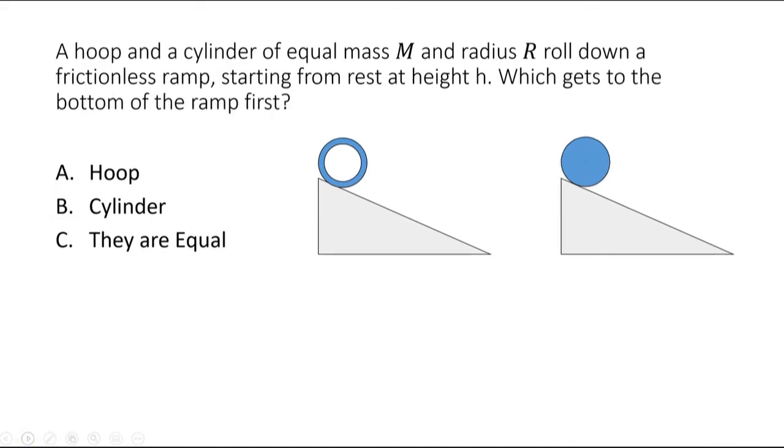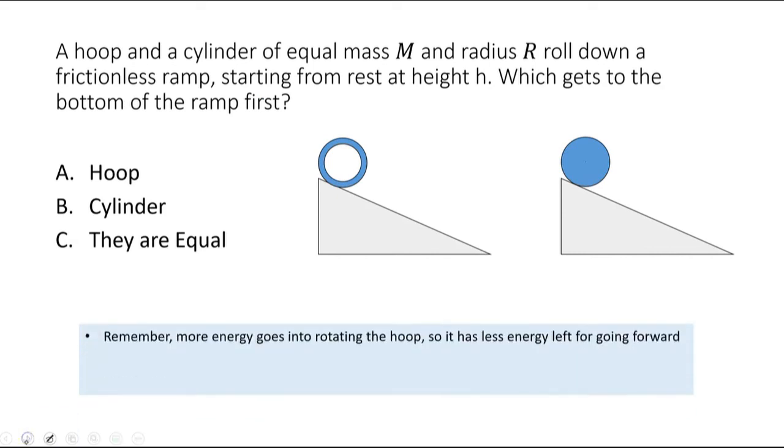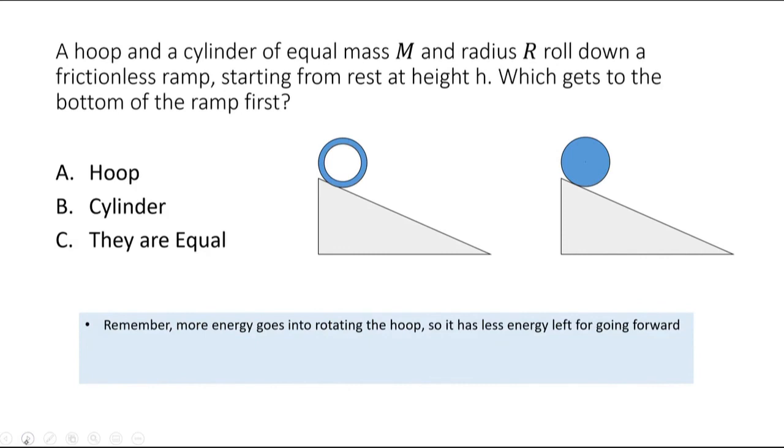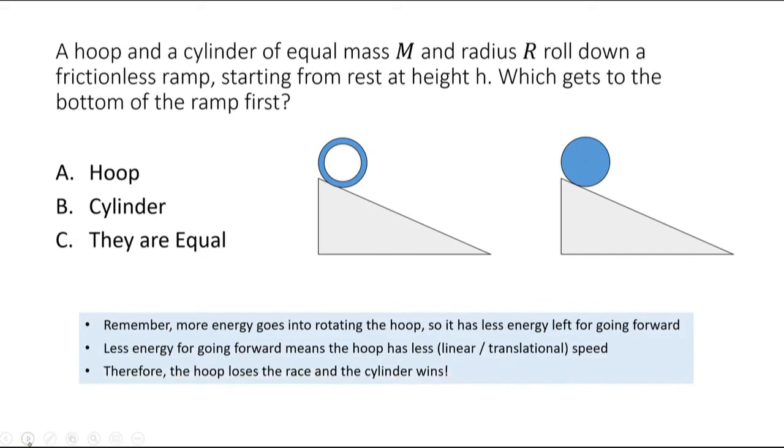All right, so then last question here, which was our ultimate goal, which one gets to the bottom of the ramp first? Okay, so now we can just combine the information from our last two problems. The hoop, remember, has more energy that has to go into rotating it, and so that means that it has less energy left for going forward down the ramp, for translating down the ramp. So then it's going to have a lower linear or translational speed when it gets to the bottom. And since it has a lower translational speed, that means it's going to get to the bottom more slowly. So in other words, the hoop is going to lose and the cylinder is going to win the race.